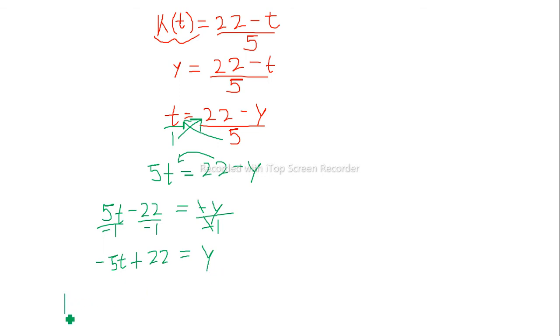So thus the inverse, k inverse of t, equals negative 5t plus 22.